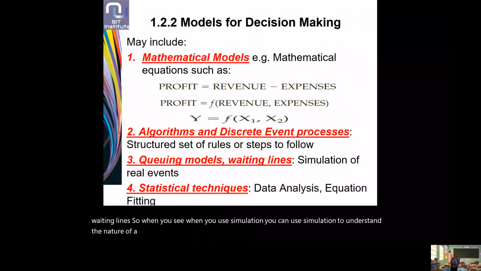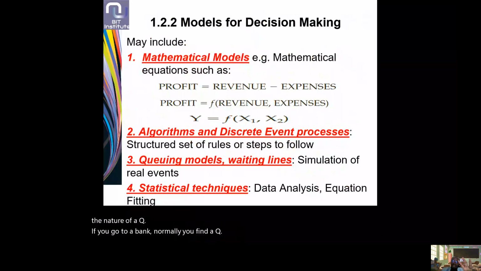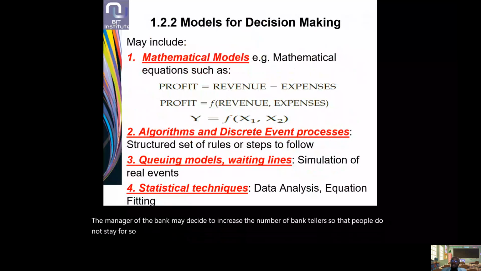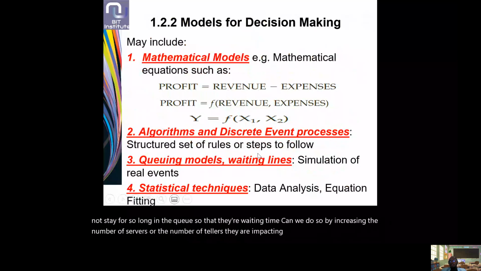If you go to a bank, normally you find a queue, right? And depending on the behavior of the queue, the manager of the bank may decide to increase the number of bank tellers so that people do not stay for so long in the queue, so that their waiting time can be reduced. So by increasing the number of servers or tellers, they are impacting the waiting line, particularly the characteristic of waiting time.